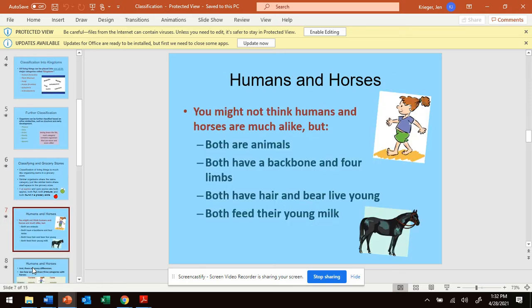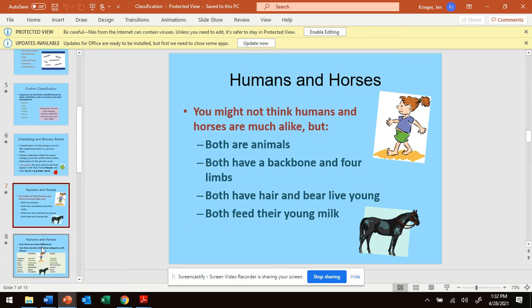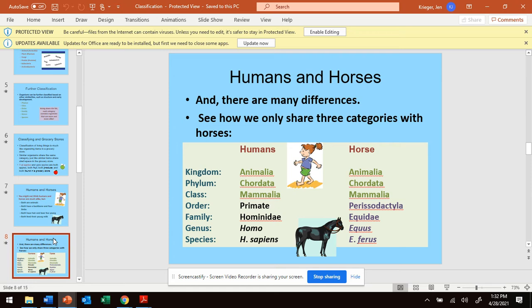Okay. Or humans and horses. You may not think humans and horses are alike, but both are animals. Both have a backbone. Both have four limbs. Both have hair and bear their young. Both also feed their young milk. So there's even many differences though between humans and horses. So that's why we need to keep classifying or keep breaking down these categories.